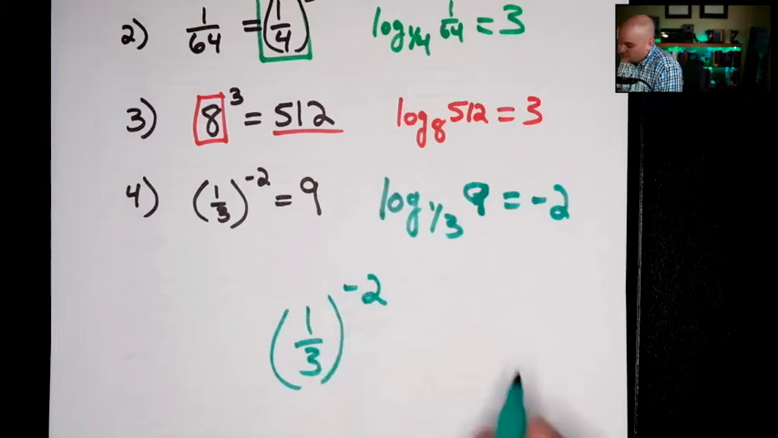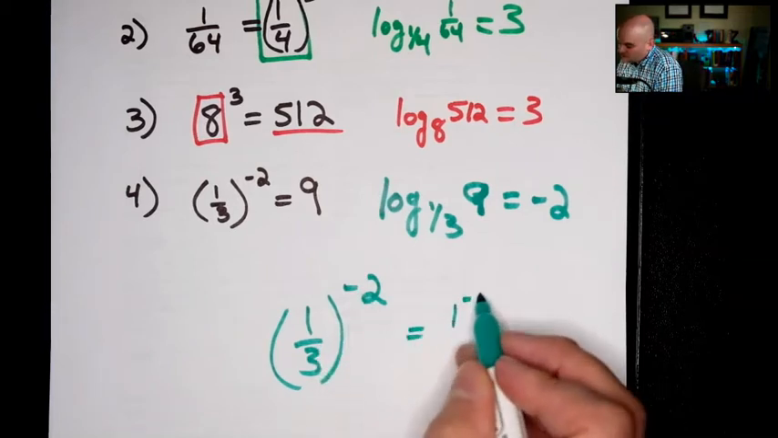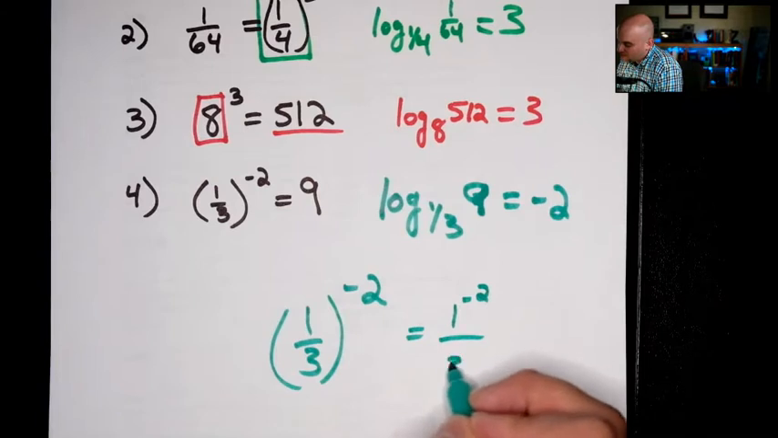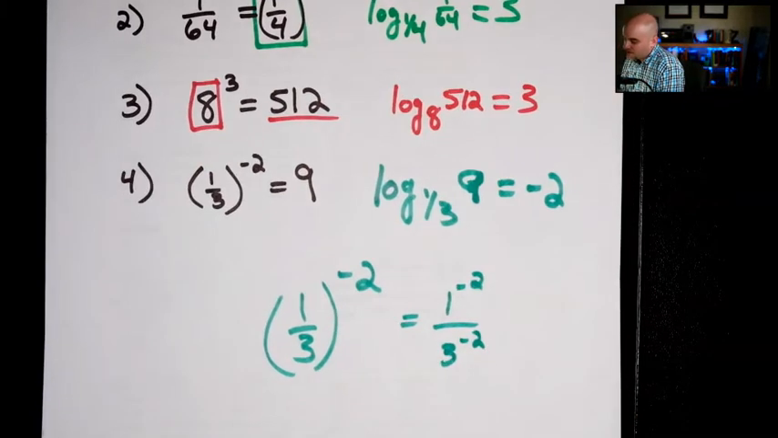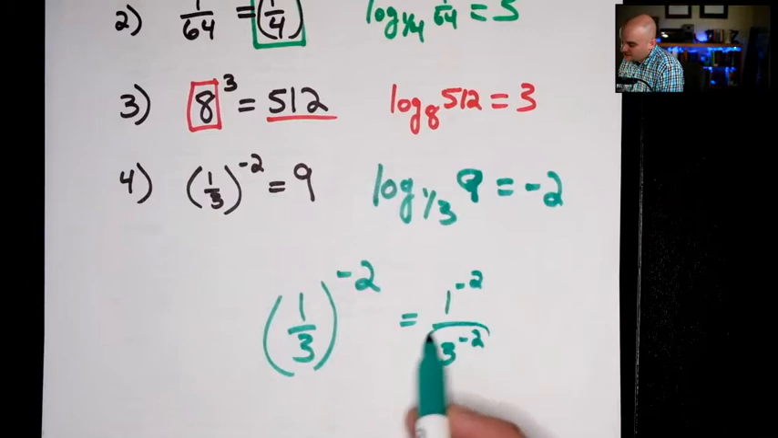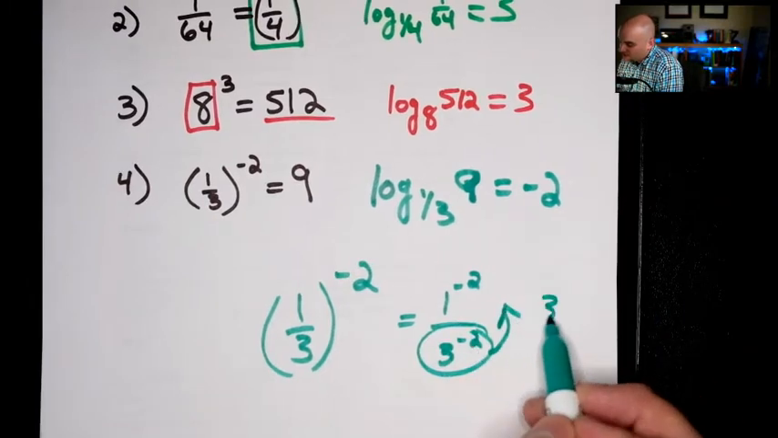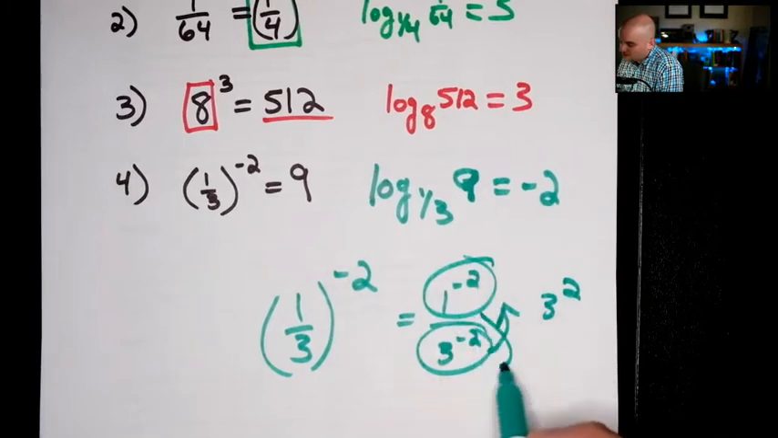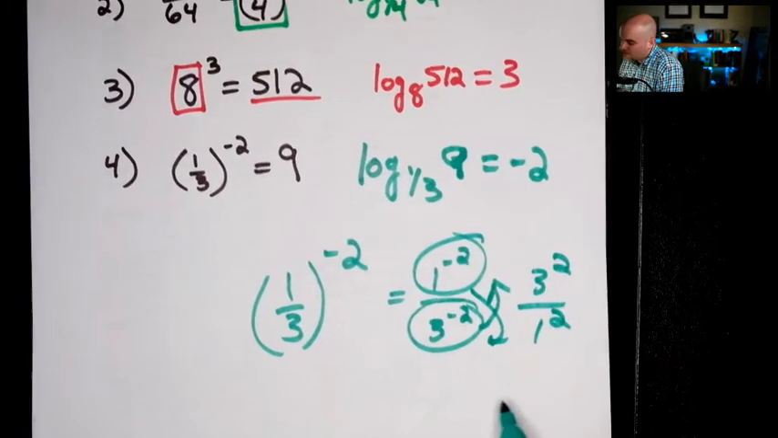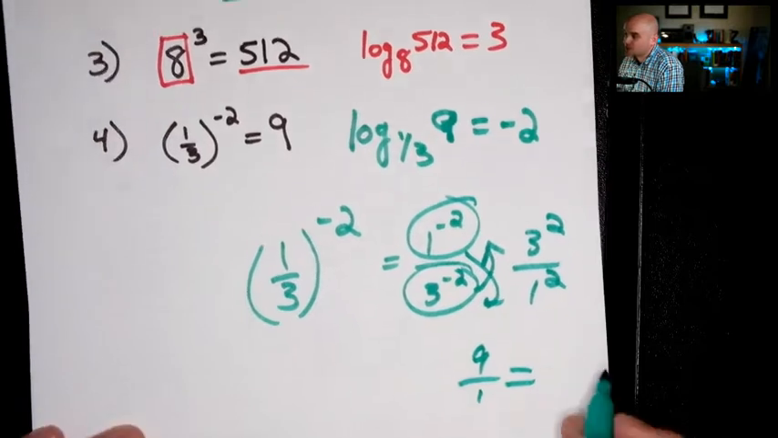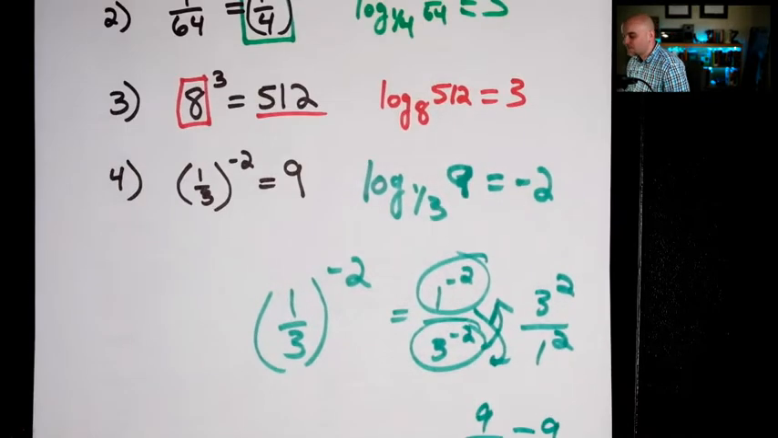Well, 1/3 raised to the power of -2 is the same thing as 1 to the -2 over 3 to the -2. And remember what that negative does. That negative sends this one right here up to the numerator, 3 squared, and it sends this one right here down to the denominator. It's going to be 1 squared there, which I get 9 over 1, which equals 9. All right? So that's writing each in logarithmic form.